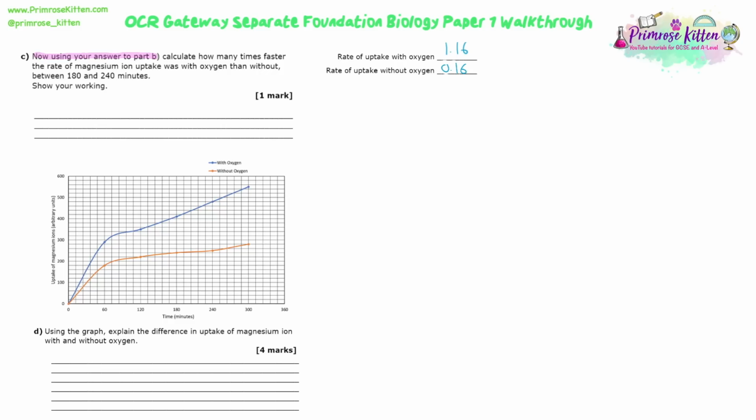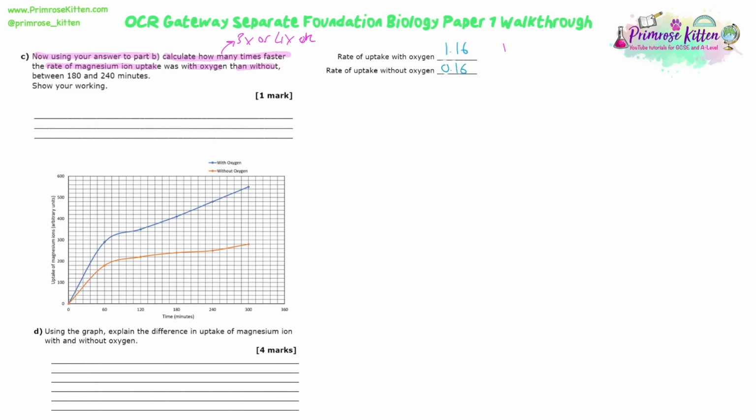So part C, now using your answer to part B, calculate how many times faster the rate of magnesium ion uptake was with oxygen than without, between 180 and 240 minutes. Show your working. So how many times faster? It means, was it 3 times faster, 4 times faster, 10 times faster?